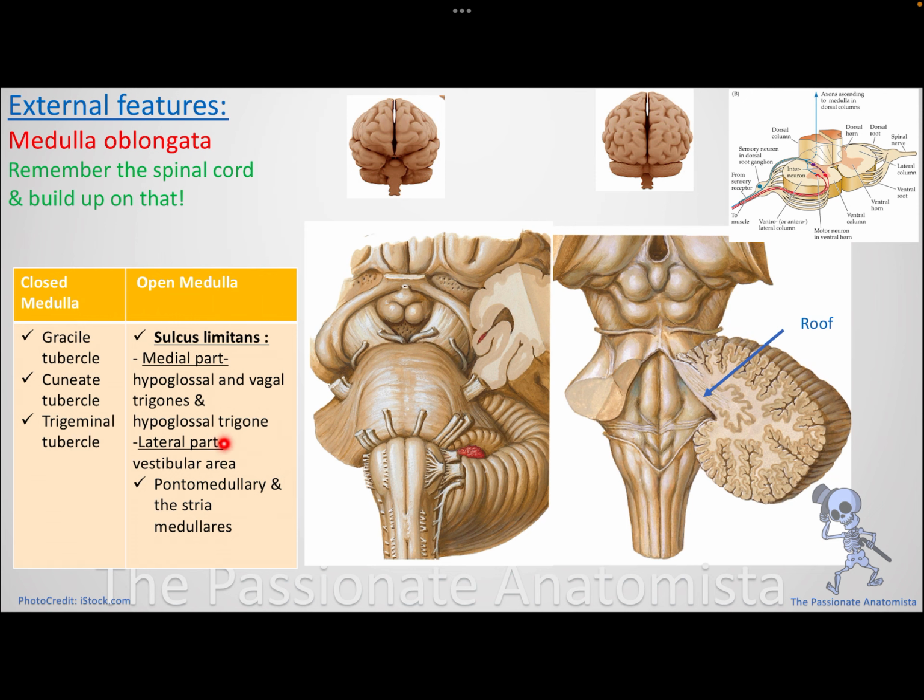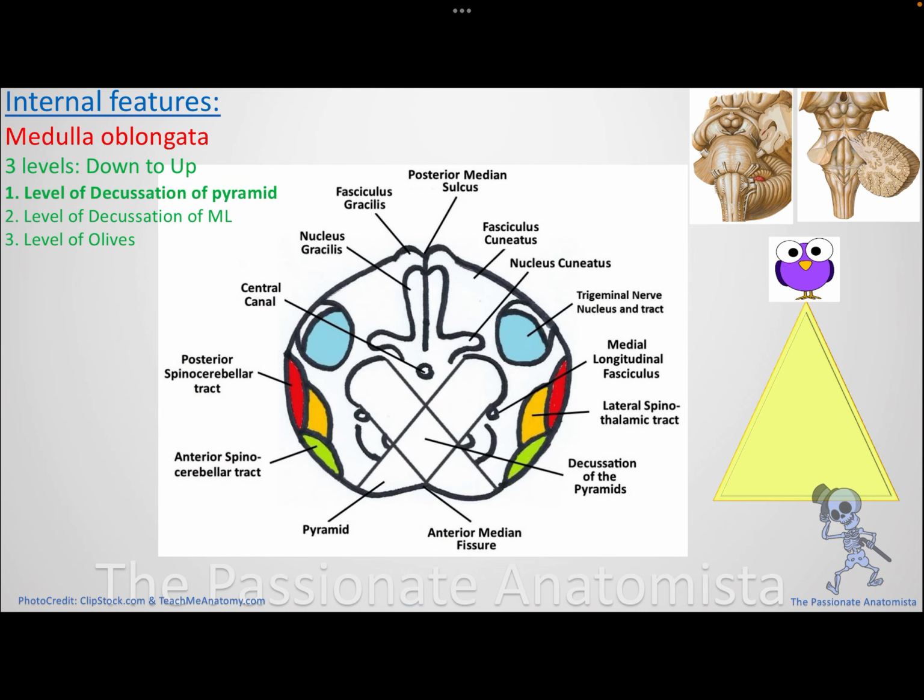So here we have those things, and then the vestibular area, and then we talked about the stria medullaris. Okay, now when we come to the internal features of the medulla, I want you guys to remember that in order to be able to study them, we divided them into 3 levels. All right, we have the level of the decussation of pyramid, which is the lowermost level.